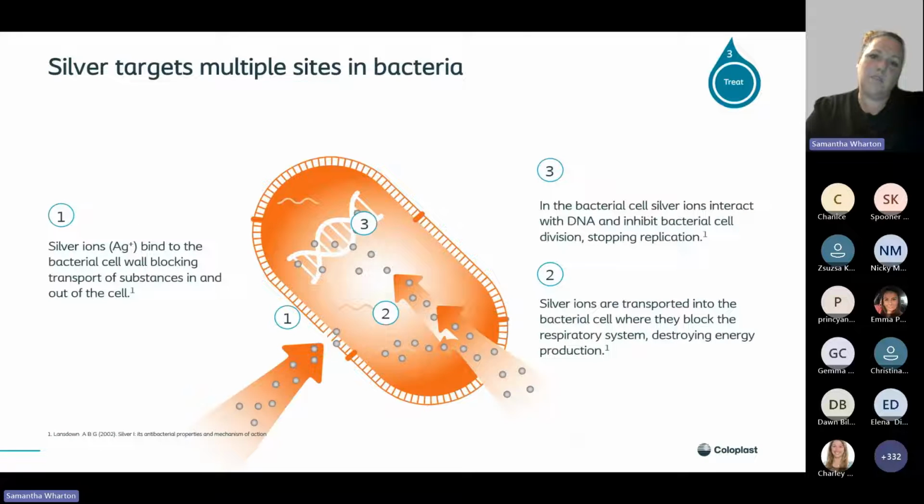So silver targets multiple sites in bacteria. It has 3 modes of attack. Mode 1 is the silver ions bind to the bacterial wall, and that blocks the transport of substances in and out of the cell. Mode 2 is when they're transported into the bacterial cell, they block the respiratory system, therefore destroying the energy production of that cell. And then it interacts with the DNA, so it stops that cell being able to divide and replicate. So it has these 3 modes of action.